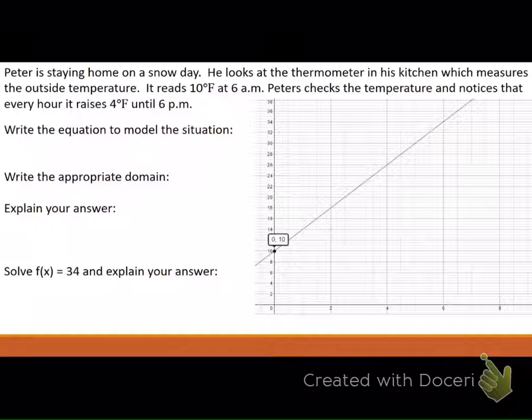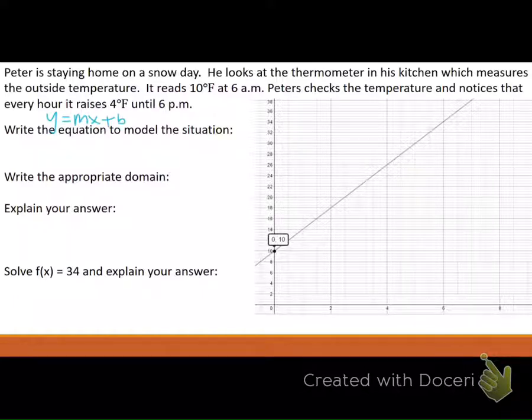You do not need the graph to determine the slope. What does it start with? What is the starting temperature? 10 degrees Fahrenheit. So when we say y equals mx plus b, where is that 10 degrees Fahrenheit? The b. That is your starting value, so that's the 10. Does it start at 10 on this graph? Yes. What is my slope?